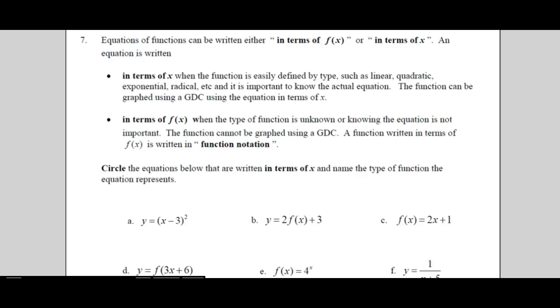Anyway, equations of functions can be written either in terms of f of x or in terms of x. An equation is written in terms of x when the function is easily defined by type. If we know it's linear, you write it in terms of x: 2x plus 3, linear. A quadratic, 3x squared minus 7x plus 12. A nice, easy quadratic, you write it in terms of x. An exponential, 2 to the x. A radical, root of x, or the root of 7x minus 2. That's easy, that's written in terms of x.